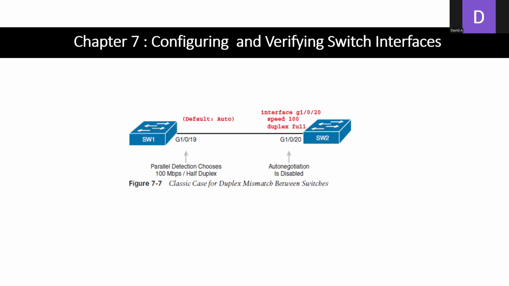I think we covered a lot of what the parallel detection condition looks like. I think you know what happens, but let's go over this logic in this picture, figure 7-7. We're looking at switch two. Switch two sets its speed; the administrator there sets the speed to 100 and sets the duplex to full manually.